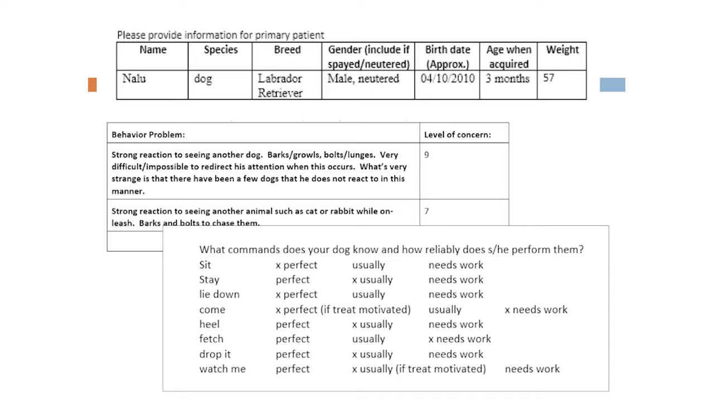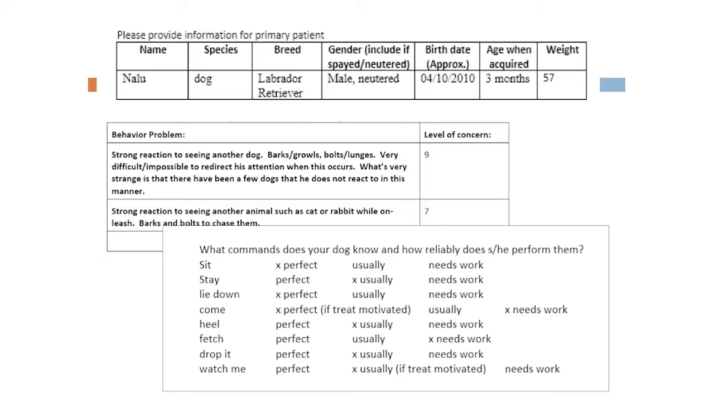Secondary concern, and this is level of concern on a scale of 1 to 10. We ask the clients to rate that just so I have a way to rank them if I need to. Sometimes they give me like 9 concerns, and I'm like, anything that's a 5 or below, not today. We got more stuff to work on. So, strong reaction to seeing another animal such as a cat or a rabbit while on leash, barks and bolts to chase them. Two isolated problems.